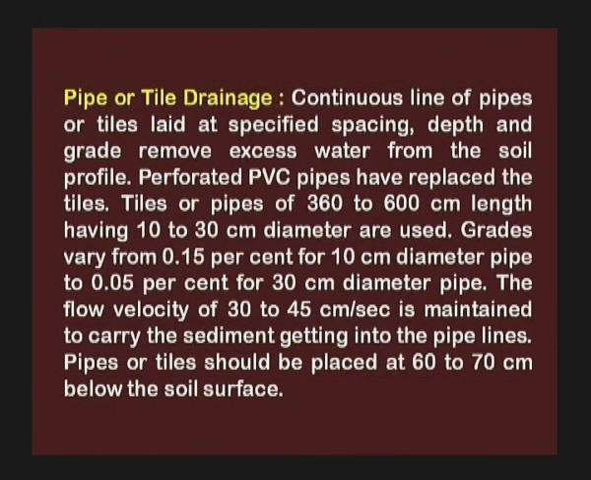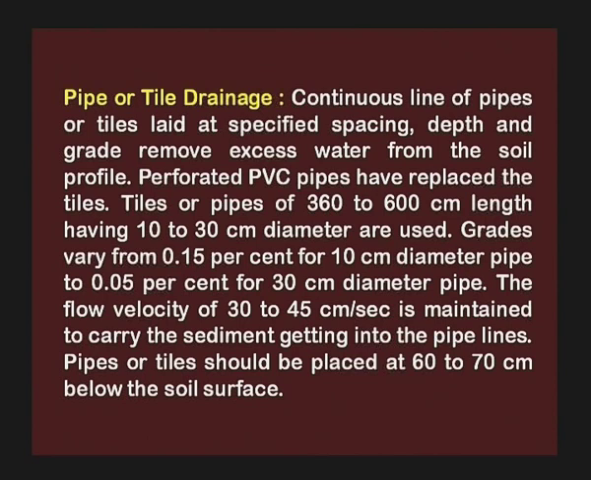Pipe or tile drainage. Continuous line of pipes or tiles laid at specified spacing, depth and grade remove excess water from the soil profile. Perforated PVC pipes have replaced the tiles. Tiles or pipes of 360 to 600 centimeter length having 10 to 30 centimeter diameter are used. Grades vary from 0.15% for 10 centimeter diameter pipe to 0.05% for 30 centimeter diameter pipe.